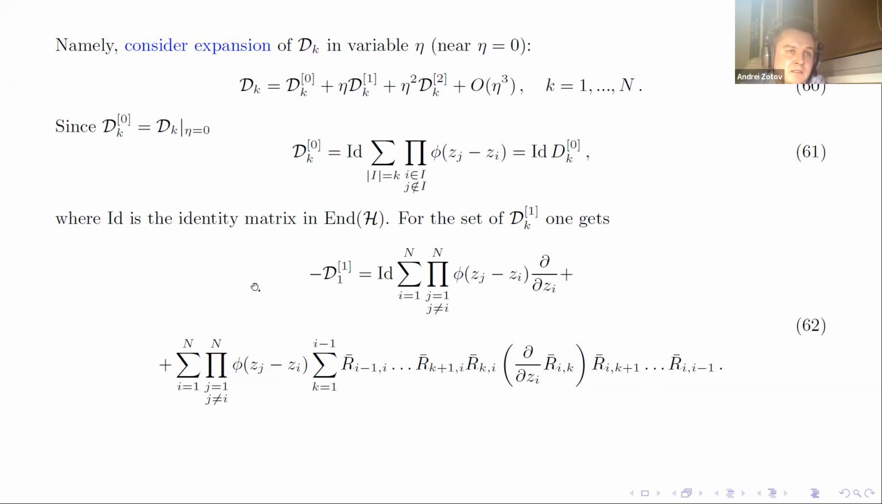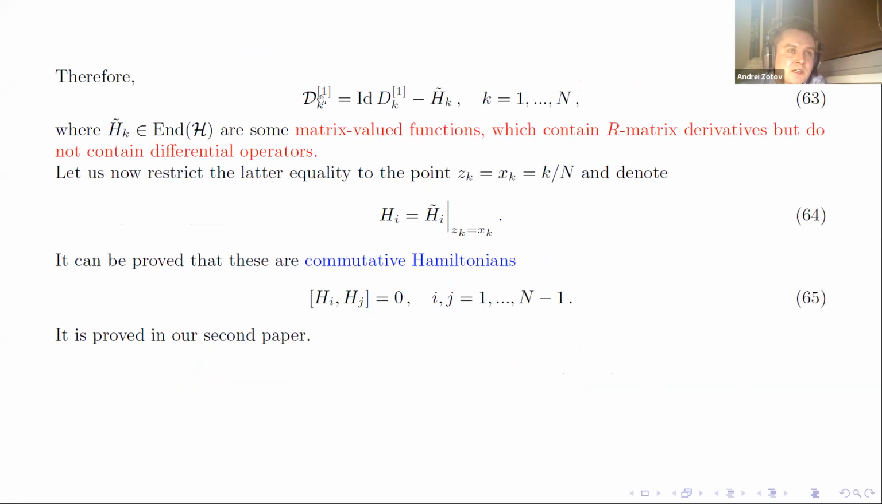which is given here. It can be shown that this D1 part in the expansion of the spin Macdonald-Ruijsenaars operators can be written in the following way, where H tilde are some matrix-valued functions which contain R matrix derivatives but don't contain any differential operators. And then the statement is, if you restrict these H tildes to the equidistant positions, or equilibrium positions, then you obtain the commutative set of Hamiltonians for the Lagrange spin chain. This statement is non-trivial, and it was proved in our second paper. I won't go into the details of the proof, but I just want to emphasize that this can be done.